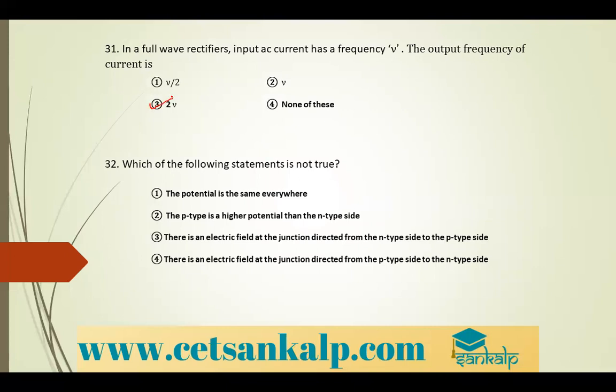Which of the following statements is not true? Potential is the same everywhere. The P type side is at a higher potential than the N type side. There is an electric field at the junction directed from the N type side to the P type side. There is an electric field at the junction directed from the P type to the N type. So the statement that there is an electric field at the junction directed from the N type side to the P type side is not true. So option 3. Okay.